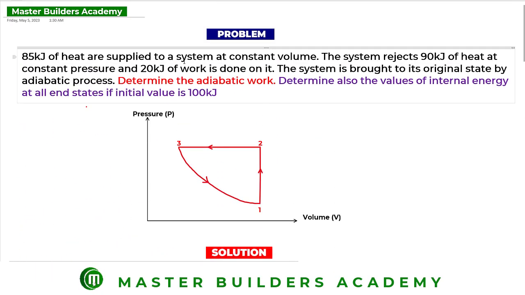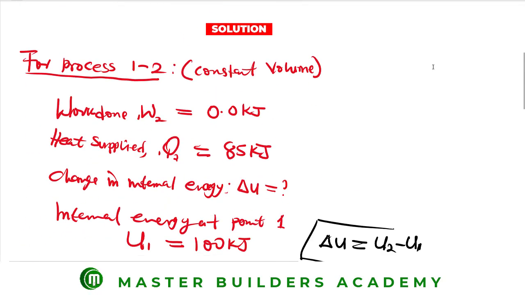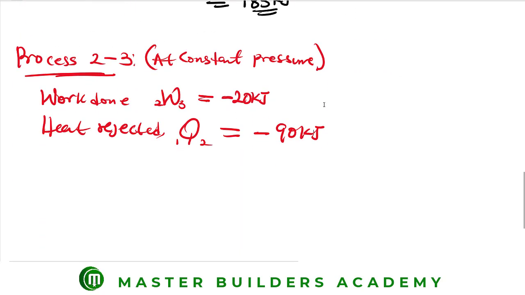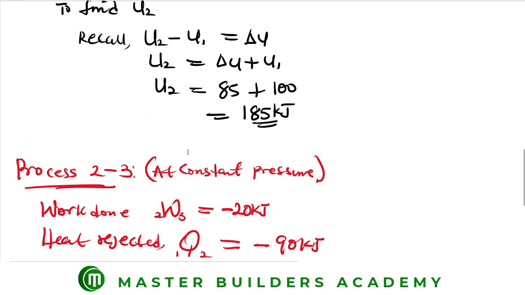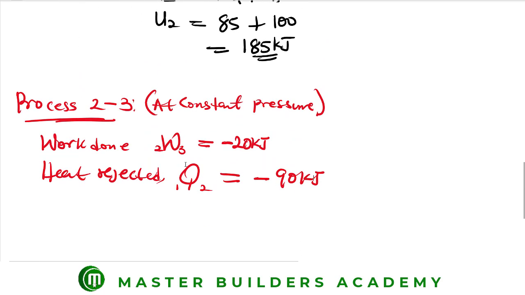Now look at the question very clear. Now the system rejects 90 kilojoule of heat. So anytime heat is rejected, you take it as negative. I hope you have been able to get the condition to which I'm applying this negative sign, right? Okay. So again, we need to find the internal energy between this process.